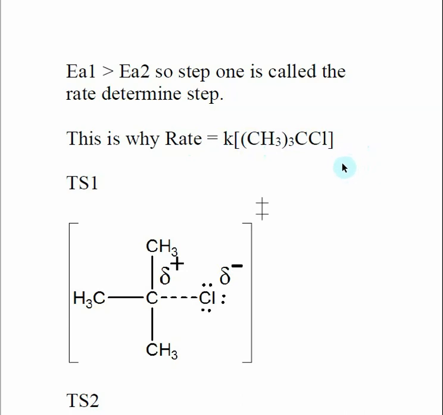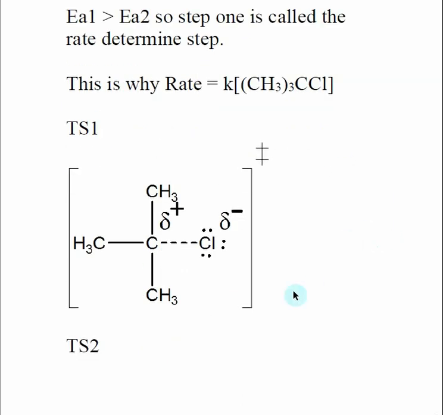So that's one of the big differences between SN2 and SN1. SN2 is very dependent on the nucleophile. It's involved in its rate law expression. Nucleophiles are not that important for SN1 reactions because they're not involved in the rate determining step. So when we go through, let's take a look at the two transition states.